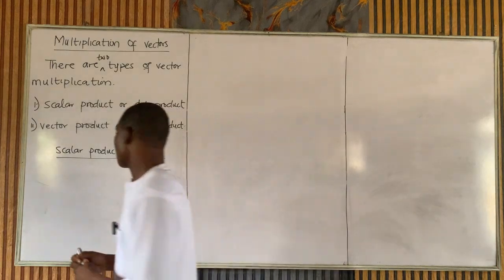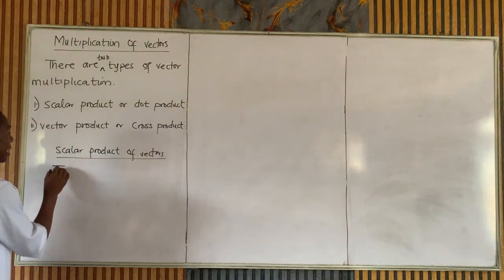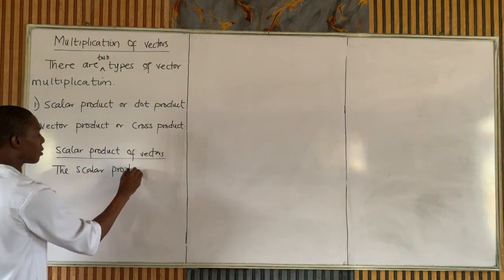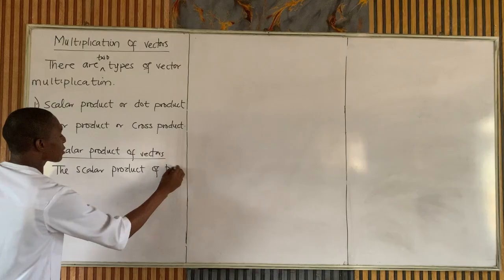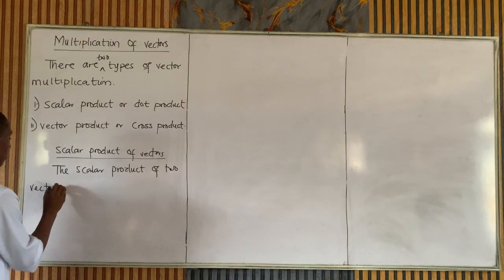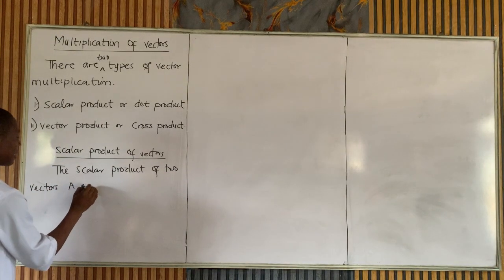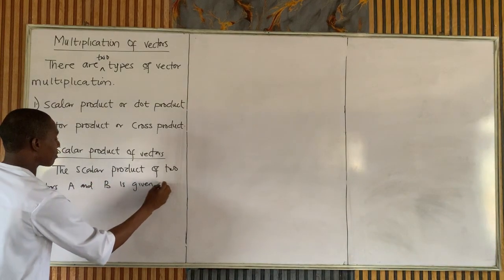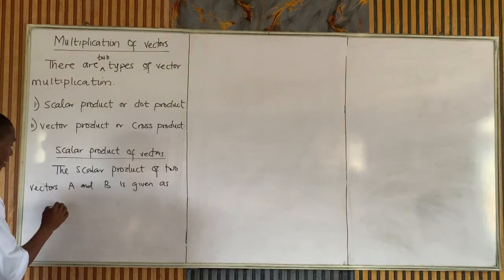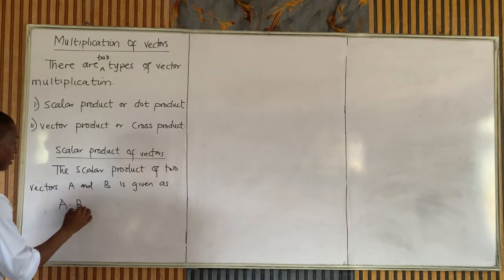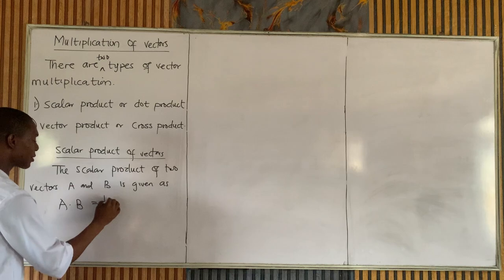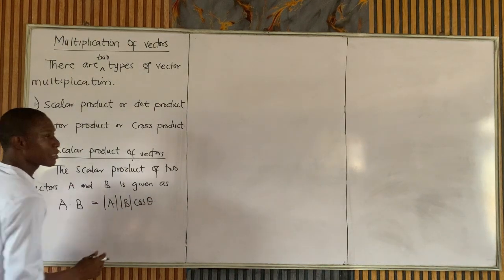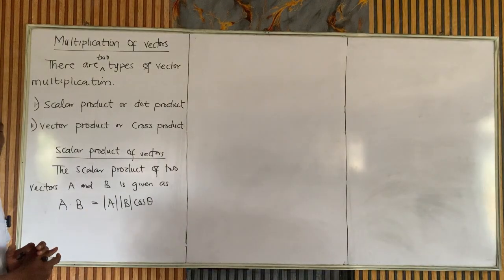Now, the scalar product of two vectors A and B is given as A dot B is equal to magnitude of A, magnitude of B cos theta. This is how it is being done.